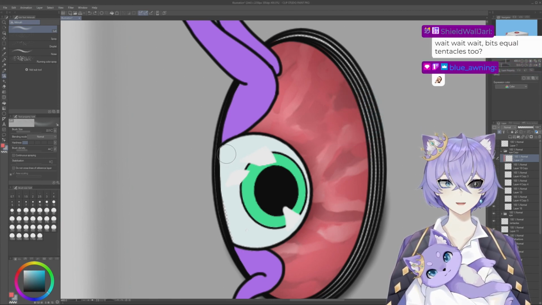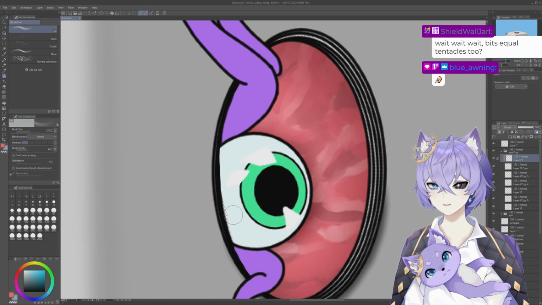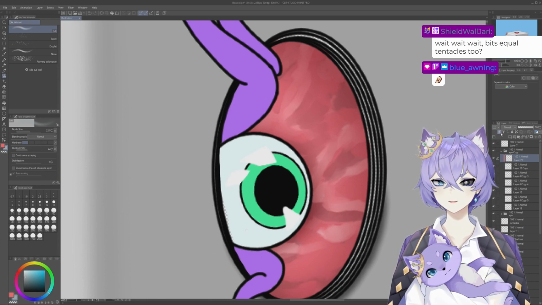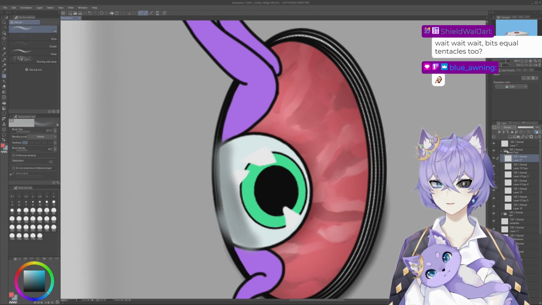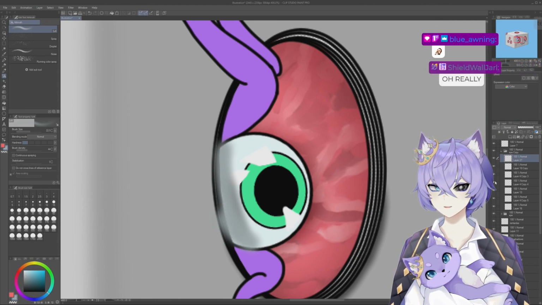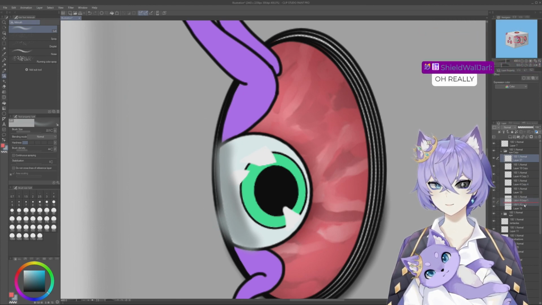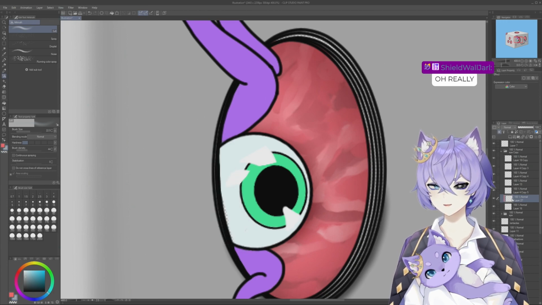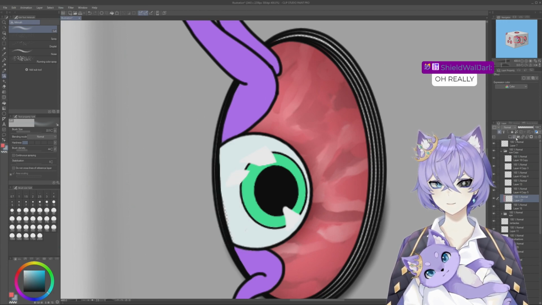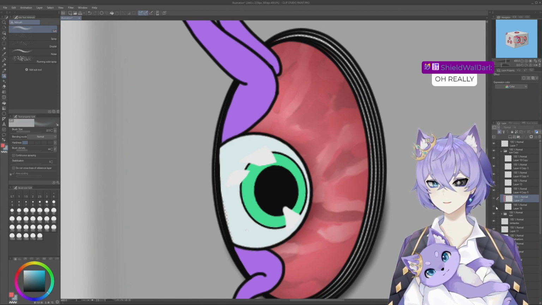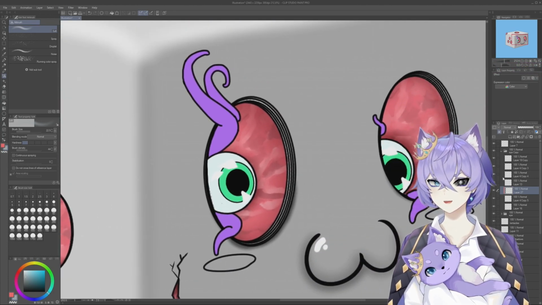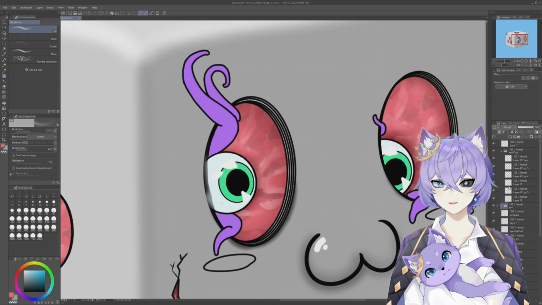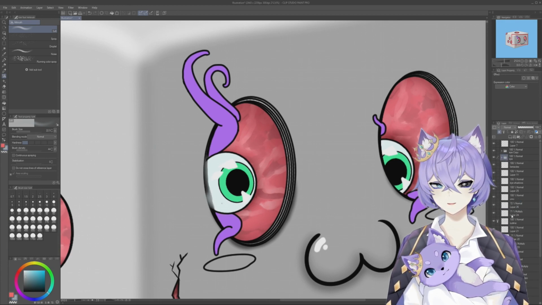Bits equals tentacles too? Yes, they do. That has been there for a very long time. Okay, so wait. This needs to clip down. Does that give you bad ideas, Jarl? Why is it clipping down to nothing? Oh, because I'm in the wrong eye. No wonder. That makes so much more sense.